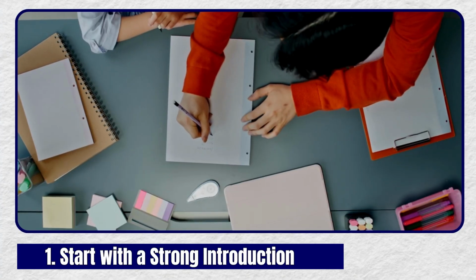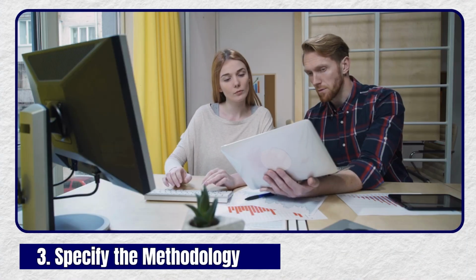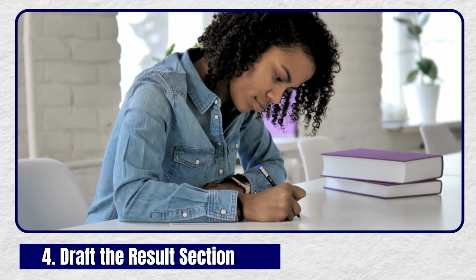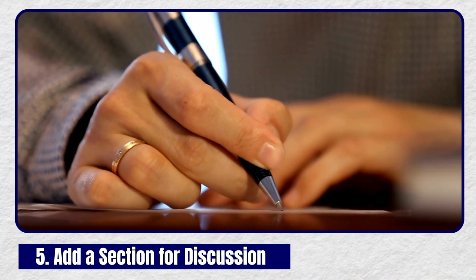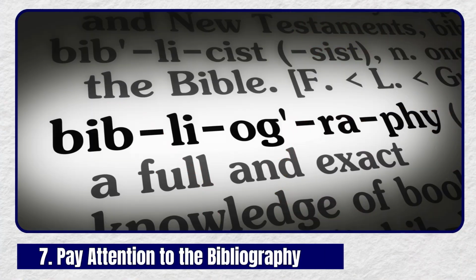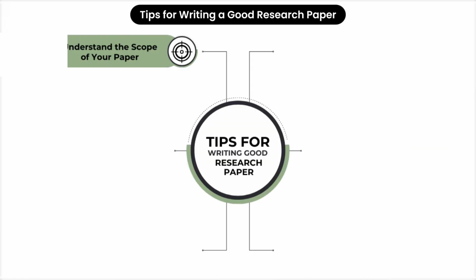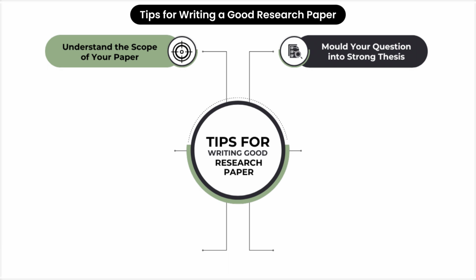Start with a strong introduction, write a detailed literature review, specify the methodology, draft the results section, add a section for discussion, write a conclusion, pay attention to the bibliography. Tips for writing a good research paper: understand the scope of your paper, mold your question into strong thesis.